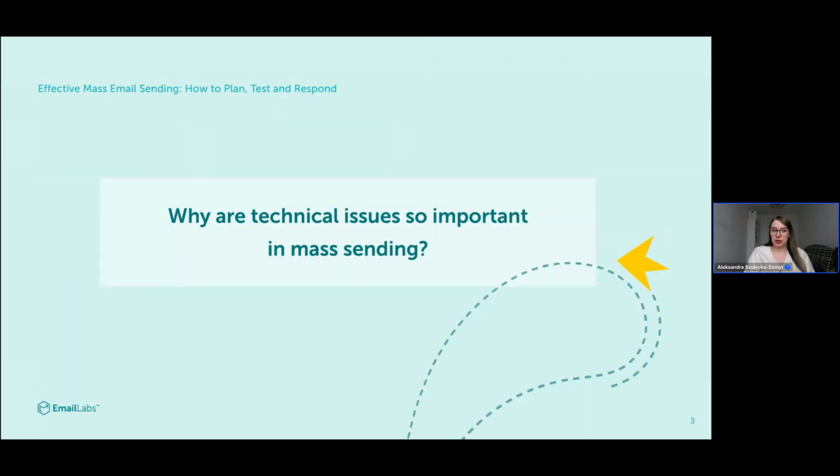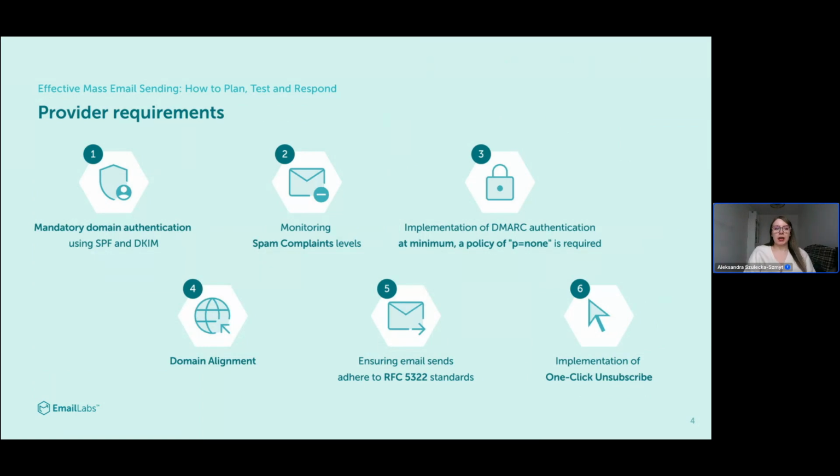Why are technical issues so important in mass sending? What should we do? How do we prepare for mass sending? I will tell you in a minute. So first things first, it's obvious, we know it, but we have to repeat it. Mandatory domain authentication, SPF, DKIM, and DMARC with policy at least none is now required when mass sending to public email providers. Monitoring spam complaint levels, you can do it on your own while receiving feedback loops or in, for example, Yahoo Sender Hub, SNDS spam complaint panel, or obviously Google Postmaster.